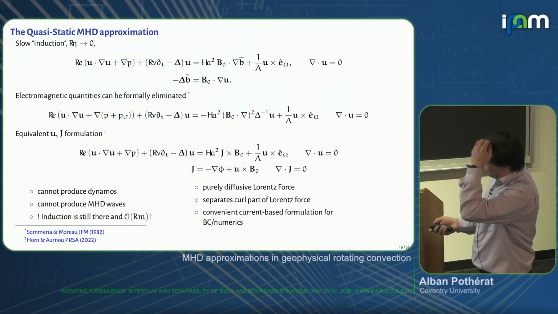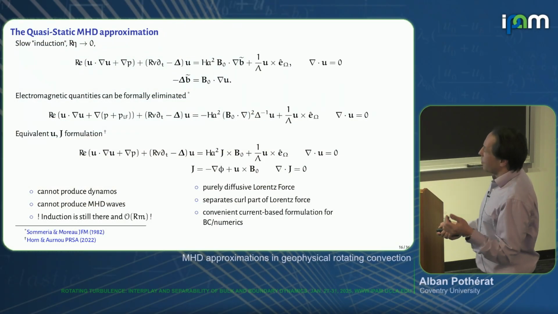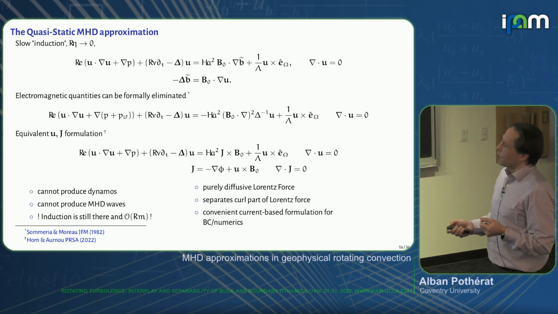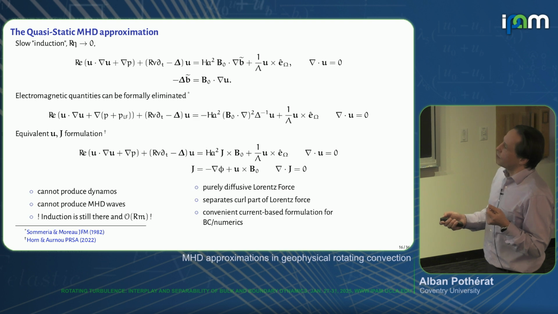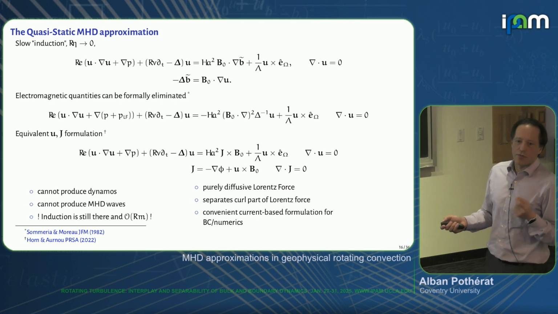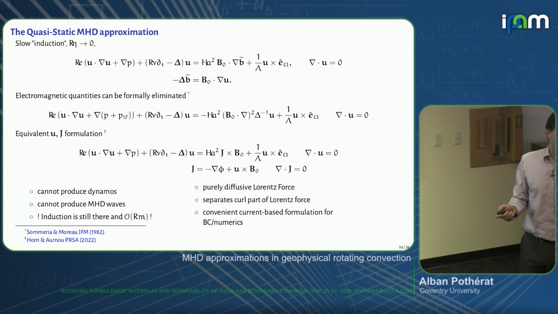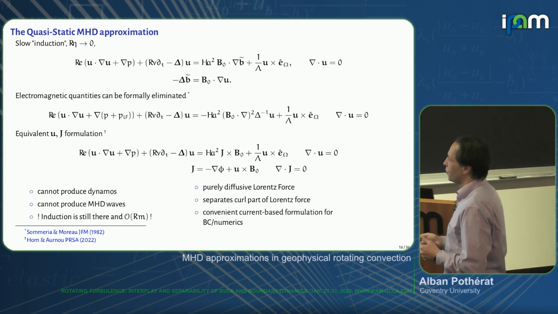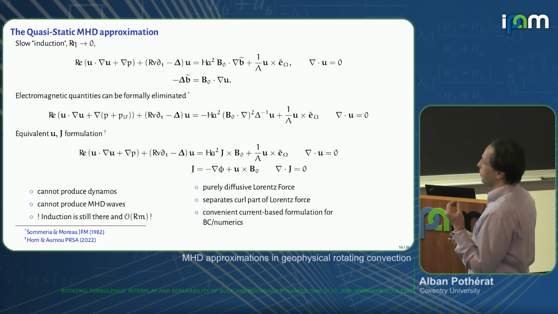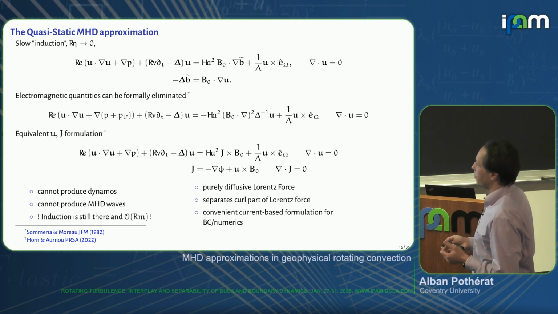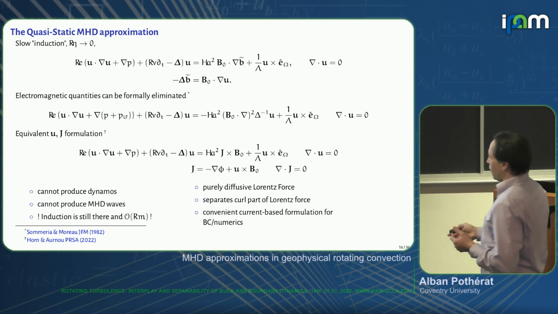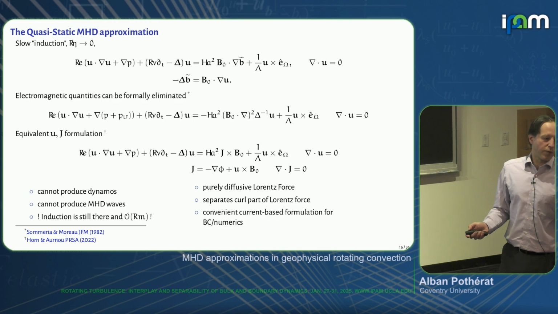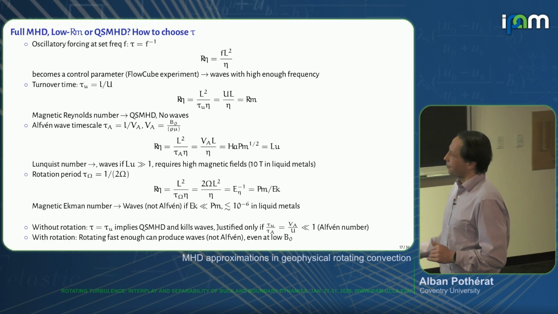Okay, so we get this very nice formulation, which is, as another advantage of the B formulation, is that the boundary conditions for the current are very clearly defined and straightforward to apply. Conducting, insulating, or anything in between, that's pretty easy to do by expressing the boundary condition directly in terms of the electric current. Okay, so these are the three levels of approximation: full MHD, low Rm approximation, quasi-static.